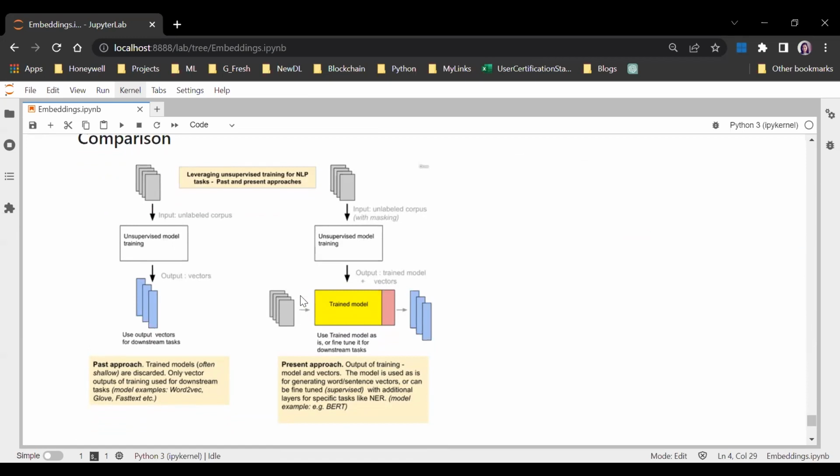Then ELMo, in contrast, is a character-based model which uses character convolution and can handle any out-of-vocabulary words as well, because it uses a character-based approach for generating the embeddings. It is not restricted to the vocabulary that it has been fed.